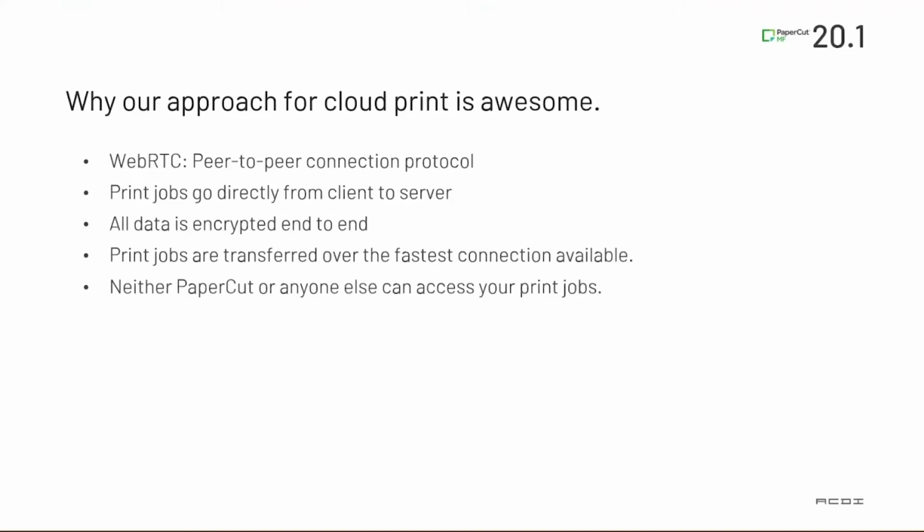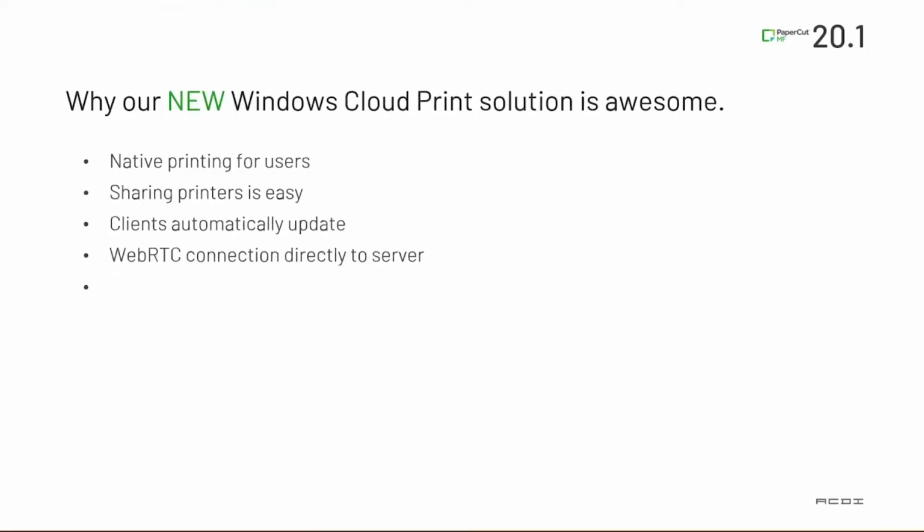Mobility Print's addition of Windows Cloud Printing is very cool for a lot of reasons. Let's start with the WebRTC protocol. This is the same technology that Google Meet and other video conferencing software is using. It is all part of the intelligent routing of print jobs that happens behind the scenes. Jobs will go directly from the Windows computer to the server whenever possible, always allowing for the fastest connection. The print data is encrypted end to end, and if your job goes through a Google server, no one, not even PaperCut, can access your print jobs.